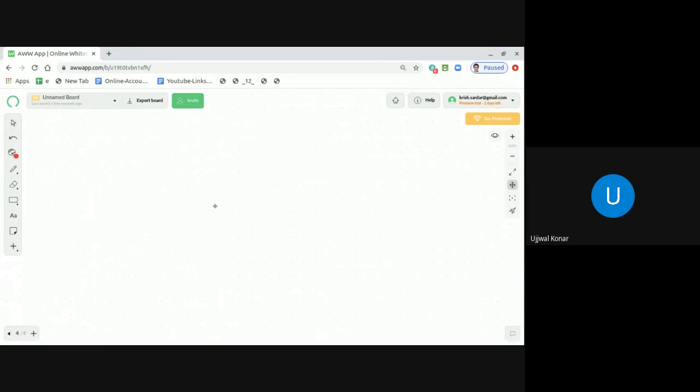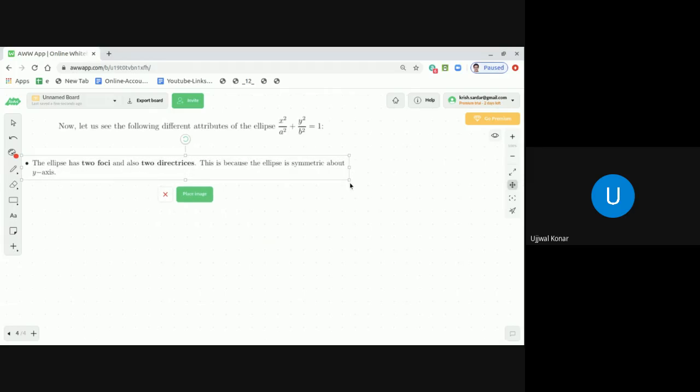So the point I wrote here, dear students, is that now let us see the following different attributes of the ellipse x square by a square plus y square by b square equal to 1. The first one is that the ellipse has two foci, the plural of focus, and also two directrices. This is because the ellipse is symmetric about the y-axis. Which ellipse is symmetric about the y-axis? The one with x square by a square plus y square by b square equal to 1.